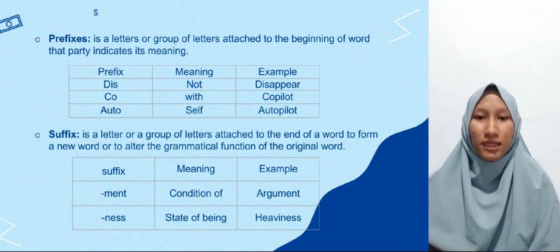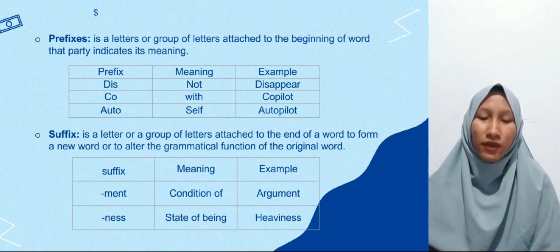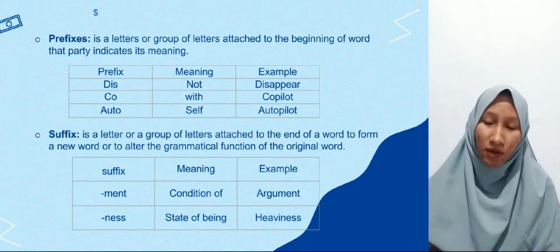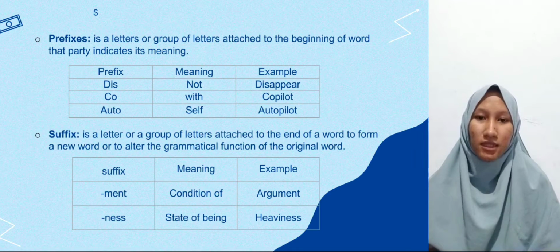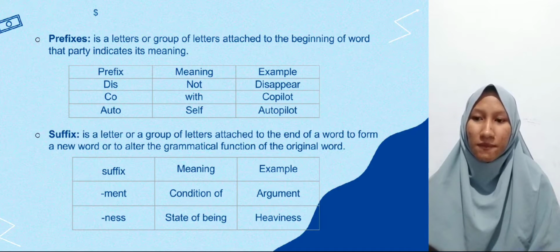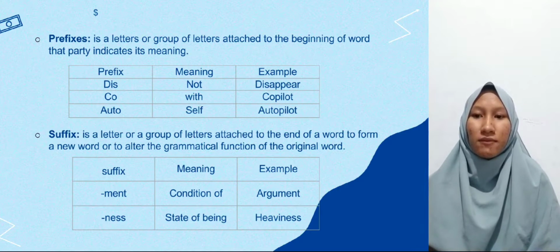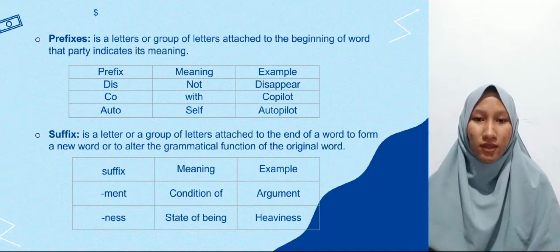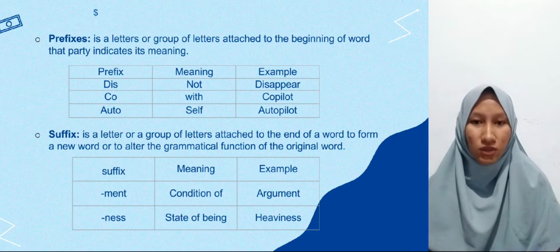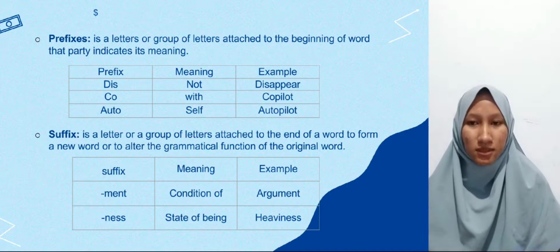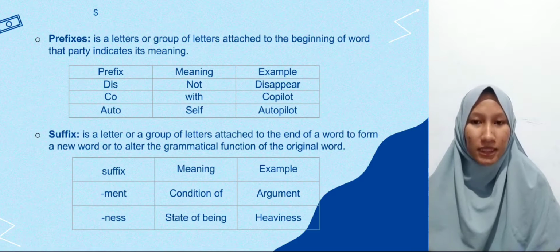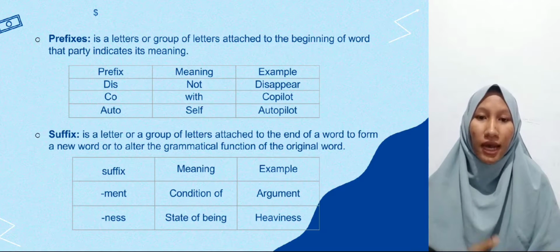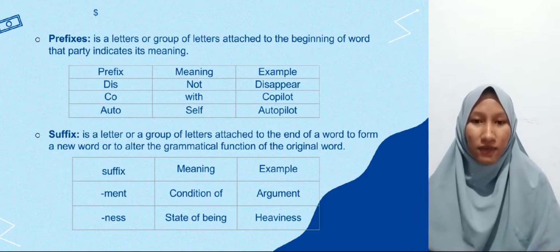The next affix is suffix. Suffix is a letter or a group of letters that attach to the end of the word. As you can see here, ment with the meaning condition of. If you attach it to argue, it becomes argument. For the next, ness with the meaning state of being. If you attach it to heavy, it becomes heaviness.